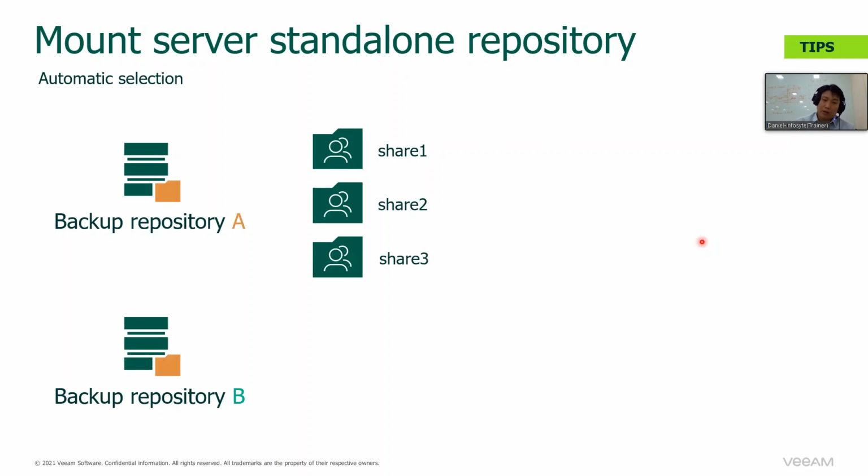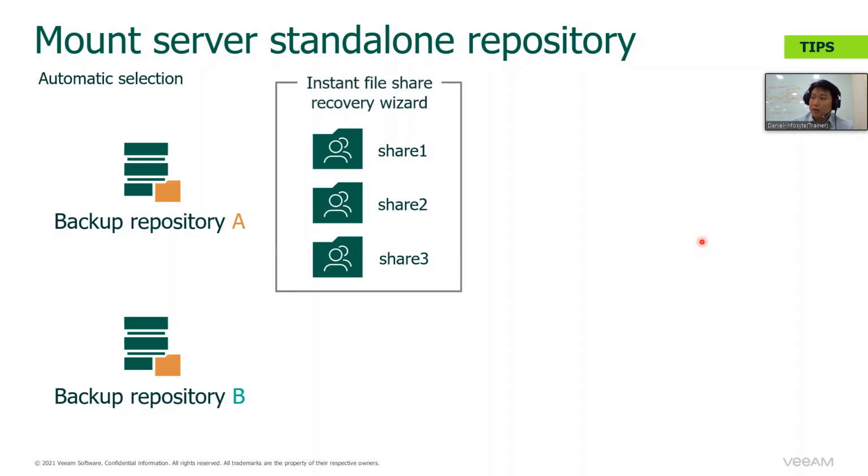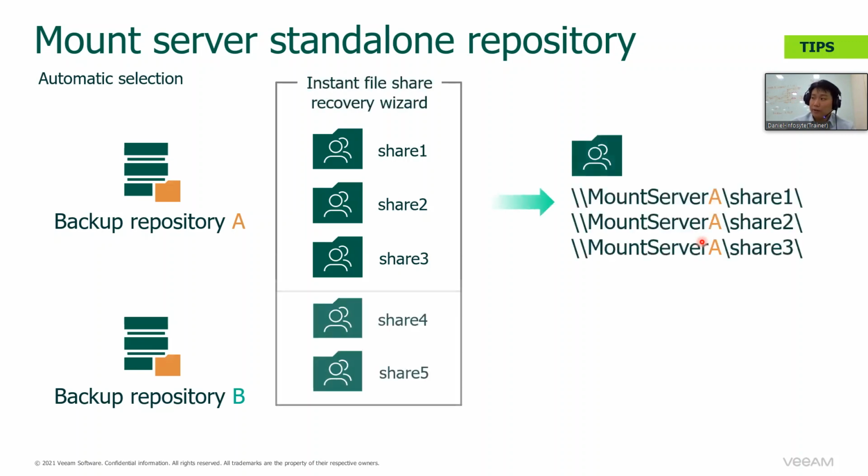For example, I created multiple NAS backup jobs with multiple different NAS folders as the source, but in the backend, the jobs are pointing to different backup repositories. For example, backup repository A comes with share 1, 2, 3, then B comes with 4 and 5.